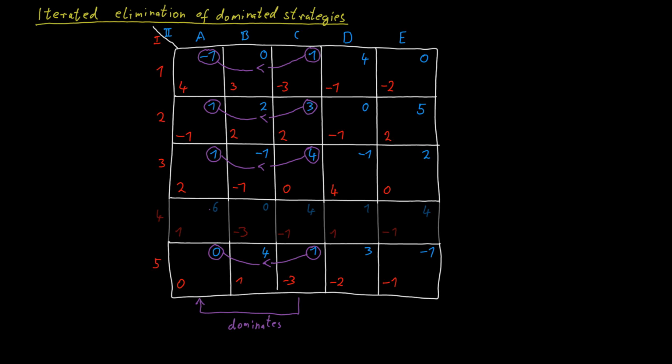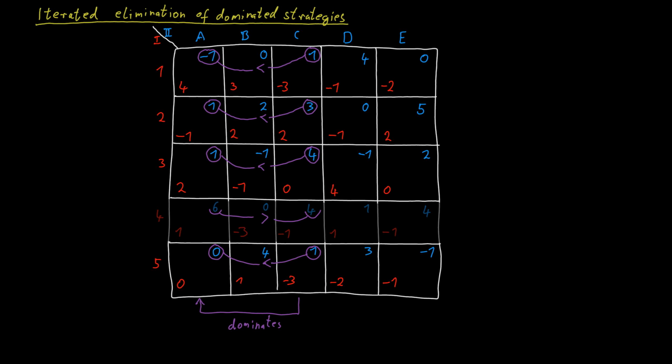And this is because when player 1 plays strategy 4, player 2 actually has a good reason to play strategy A instead of playing strategy C, because A gives a payoff of 6, whereas C only gives a payoff of 4. So as long as strategy 4 is still included in the game, player 2 would not be able to eliminate strategy A, because it's a good response to player 1 playing strategy 4.